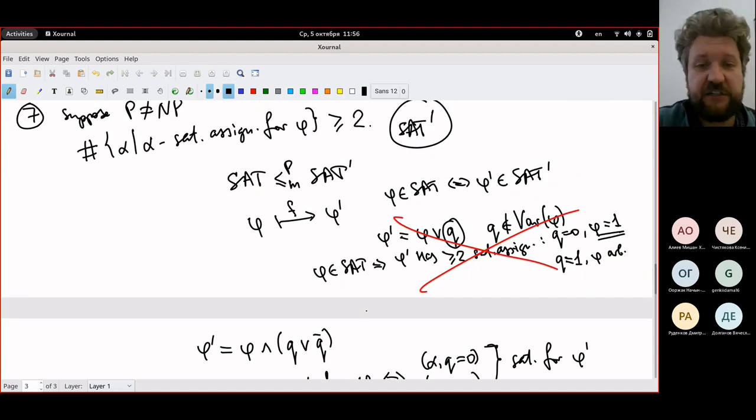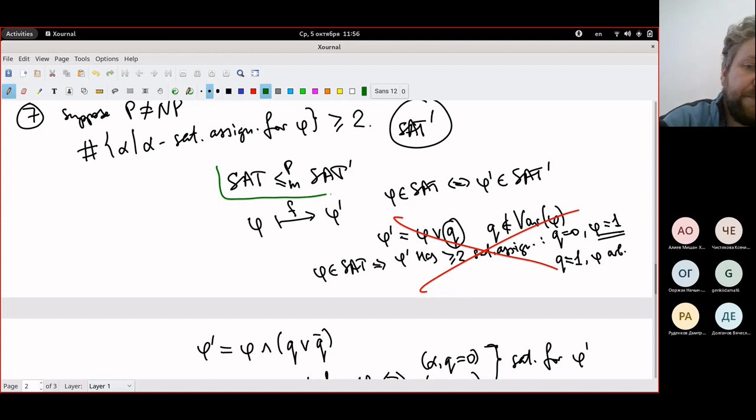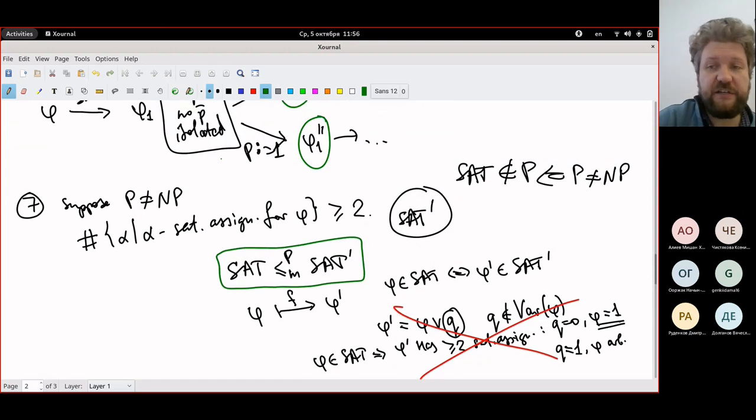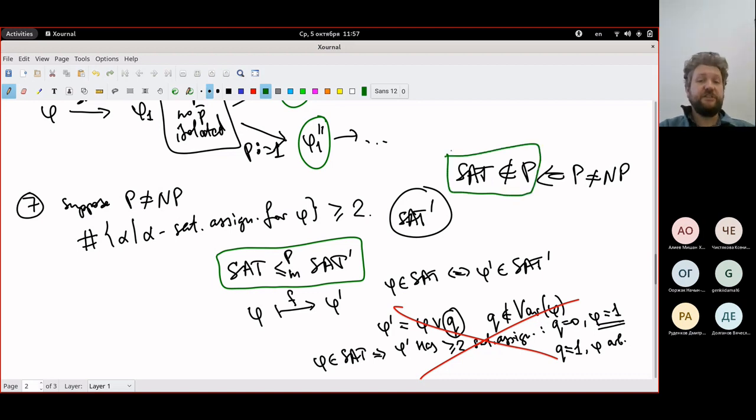The reduction says that we reduce SAT to SAT prime. We know that if P is not equal to NP, SAT is not in P, therefore SAT prime is also not polynomial. If it were polynomial, then by reduction we would get polynomiality of SAT, which is not the case if P is not equal to NP. Okay, great. We finished this problem sheet.